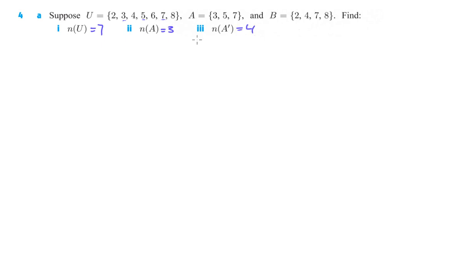So that's 4. But actually what you can do with this is say the number that's in A prime is going to be the same thing as the number in U, the universal set, minus the number in A, right? Because the universal set was 7, number in A was 3, so that equals 4. Look, those two are the same.